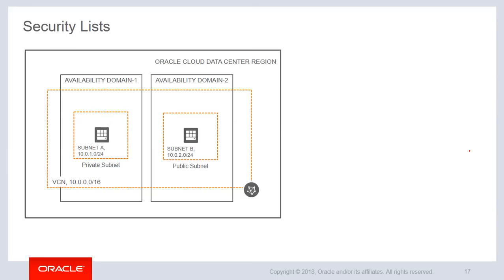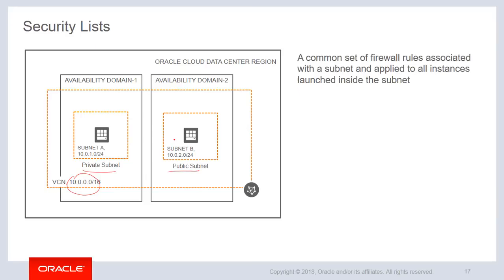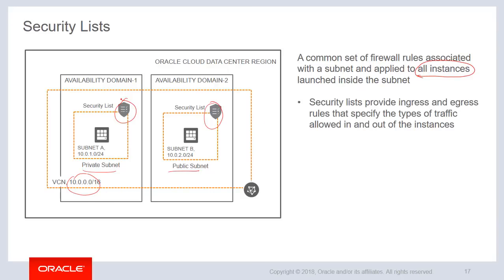Now let's change gears. Until now we looked into routing and all the different OCI connectivity options and the various gateways which are available to you. Now let's look into a completely different topic, which is security lists. Similar to the scenario we have been seeing earlier, we have a VCN here, a private subnet, a public subnet, and instances within those two subnets. A security list is a common set of firewall rules associated with a subnet and applied to all instances launched inside the subnet. As you can see here, we have a security list associated with each of the subnets.